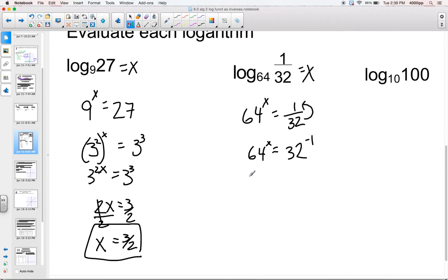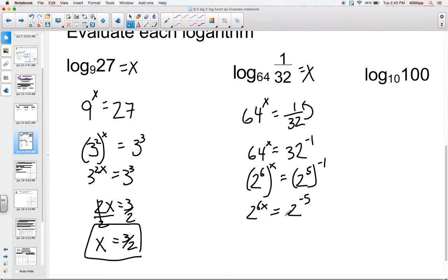Okay, so now we're going to give these the same base. In order to get the same base here, we need to figure out what we can make both of them have a base of, and they'll both have a base of 2. We need to know that 2 to the 6th is 64, and then we still have it to the x, and 2 to the 5th is 32. Okay, so multiplying these out, 6 times x is 2 to the 6x, and 5 times the negative 1 is 2 to the negative 5.